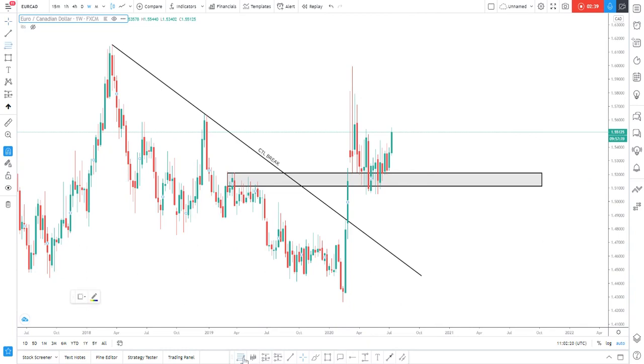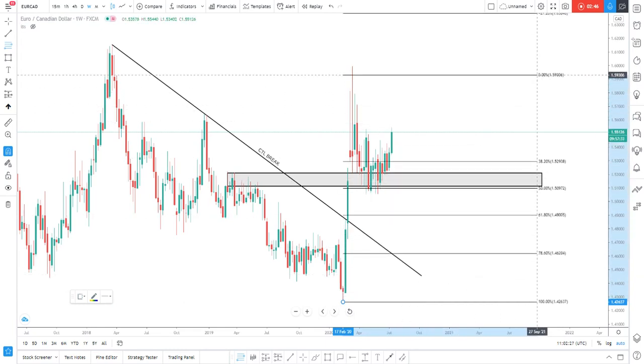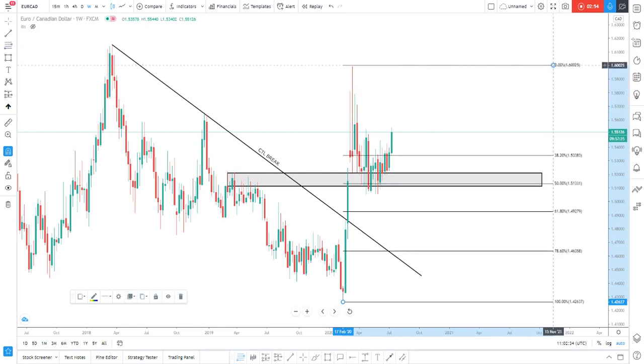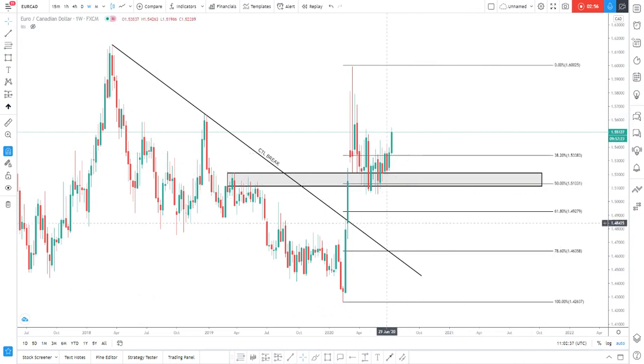And also if I pick a Fibonacci from this low to this high right here, we can see how well it aligns with the 50% fib level. That structure aligns with the 50% fib level, and we had a rejection of price at that area. So more like further confluence, which caused the reversal, and also further confluence for us to go long on it.